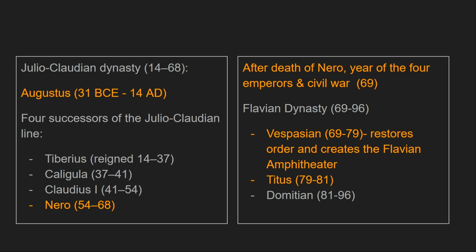After the death of Nero, you have this civil war. It's called the Year of the Four Emperors. They're each vying for power because this one dynasty has died. Others want to take over. And eventually Vespasian takes over, creating the Flavian dynasty. He restores order, and he's responsible for at least the initial construction of our Colosseum, which is then carried out mostly by Titus and wrapped up by Domitian. So we looked at Augustus, we're going to look at Nero, Vespasian, and more Titus.